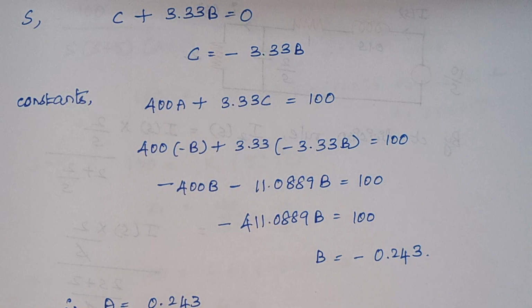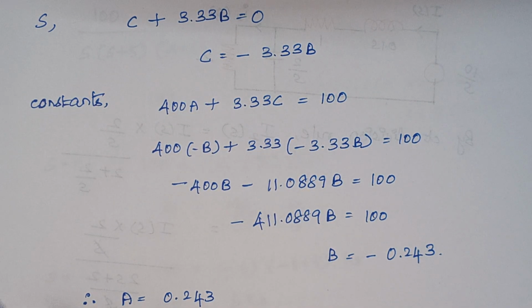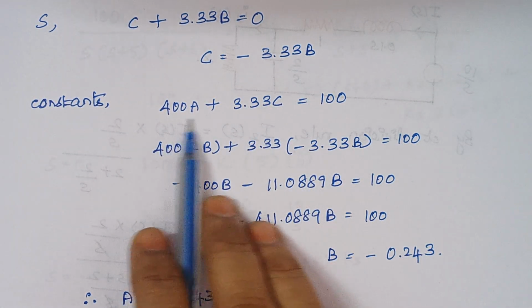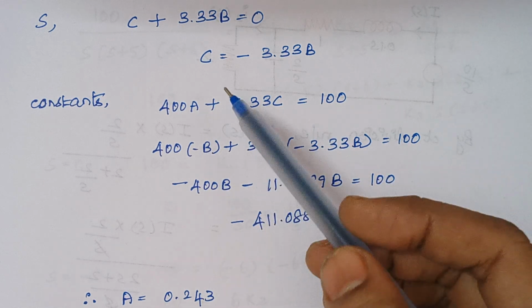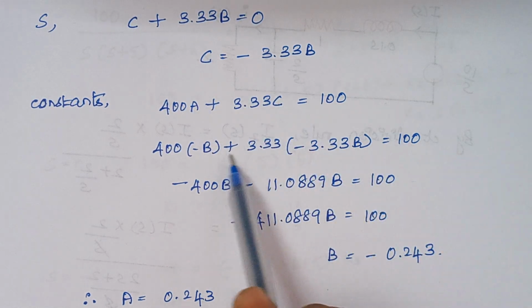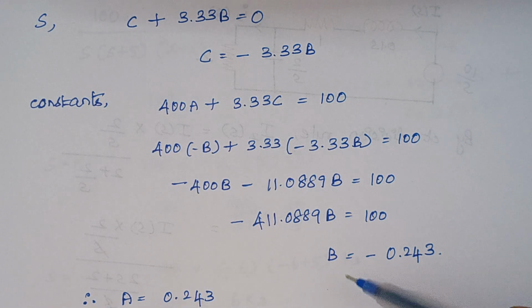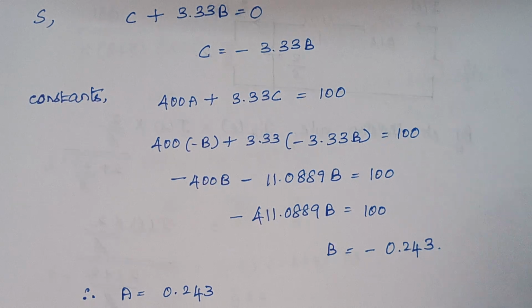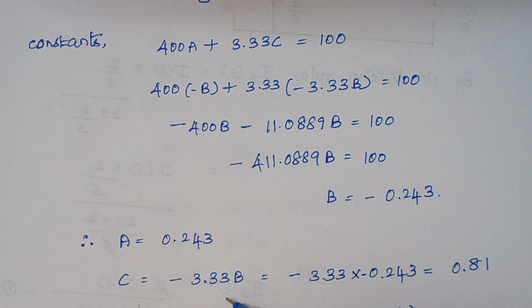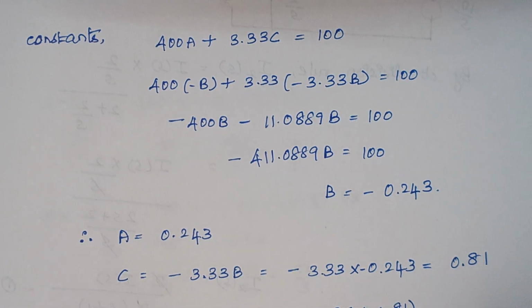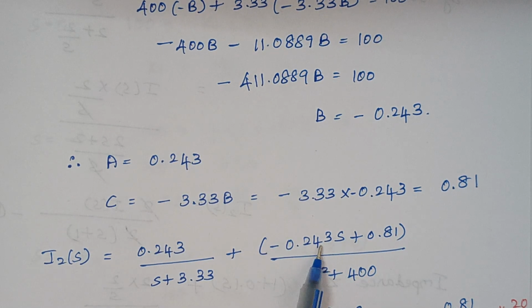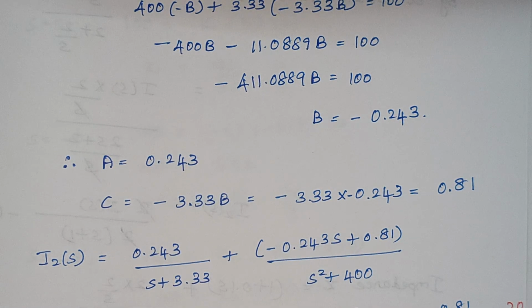Now again, when you equate the coefficient of s, the value of C is minus 3.33B. Finally, we are going to equate constants. So, similarly, substitute the value of A and C in terms of B. Once you solve, the value of B is minus 0.243. So, with the help of this B, we can easily find the values of A and C. Right. So, now again write it in the expression for I2 of s. This is our expression. Again, I am going to write these two expressions as individual expressions.